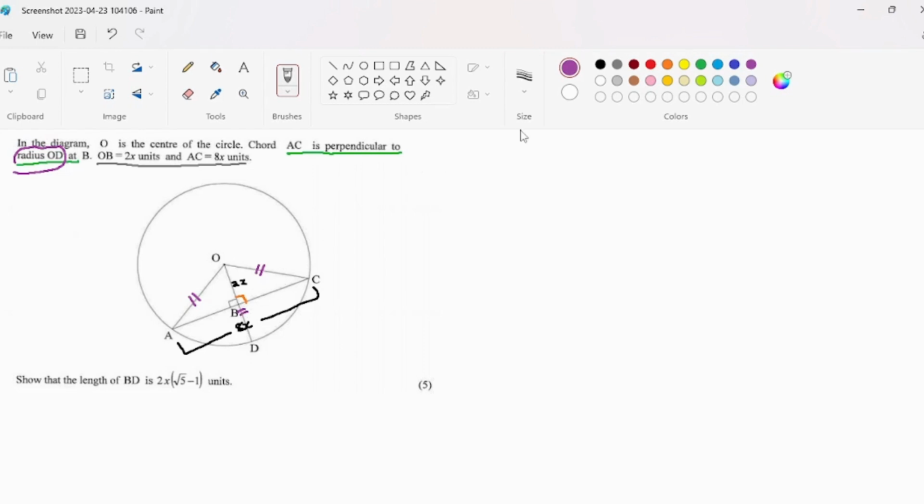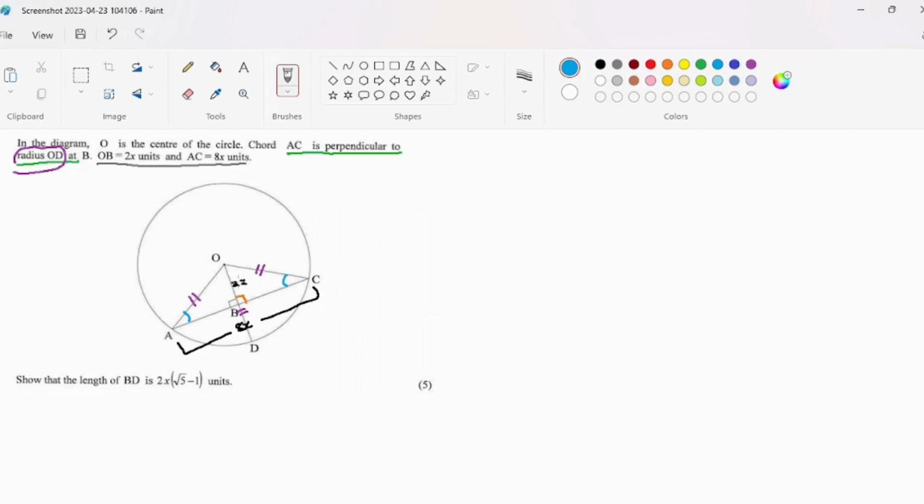So when we are considering triangle OAC, we can clearly see that this angle is equal to this angle. Your reasoning is going to be base angles of an isosceles triangle. If you look, OAC is an isosceles triangle. So what else can we say?